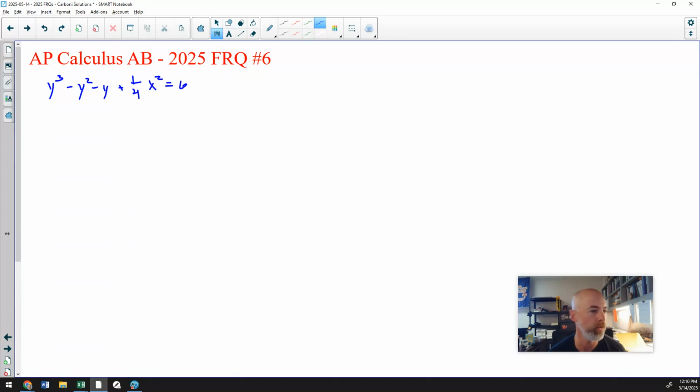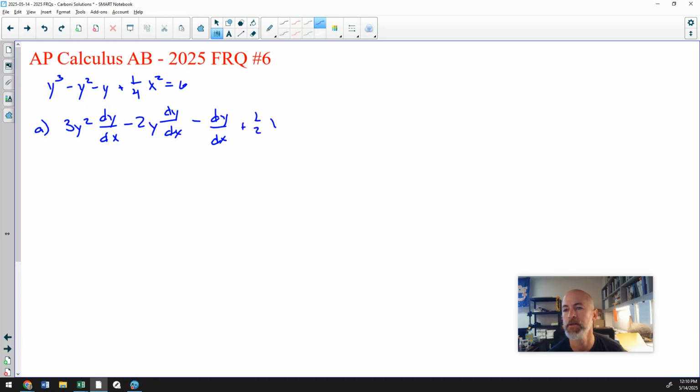They tell you what dy/dx is, and we need to go through the calculus to show that that is indeed the correct derivative. So if I differentiate that, the derivative of y cubed is 3y squared, but that is not an x, so I give it the implicit treatment times dy/dx. Same thing for the derivative of y squared, and the derivative of y is also dy/dx. The derivative of 1/4 x squared is 1/2 x, and the derivative of 6 is 0.